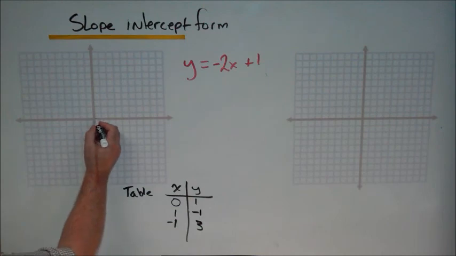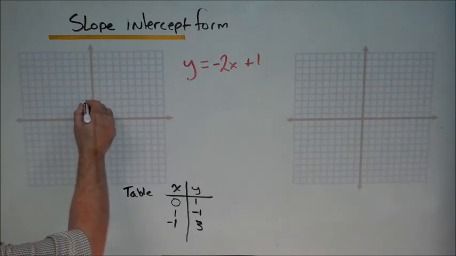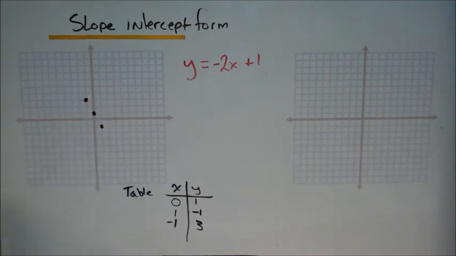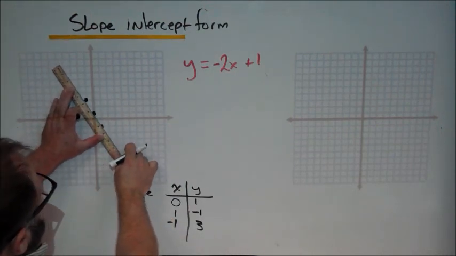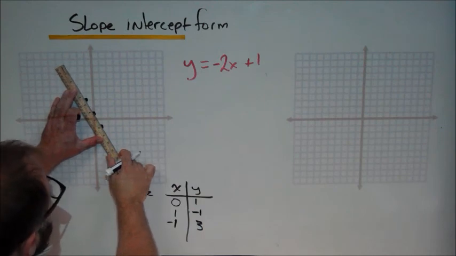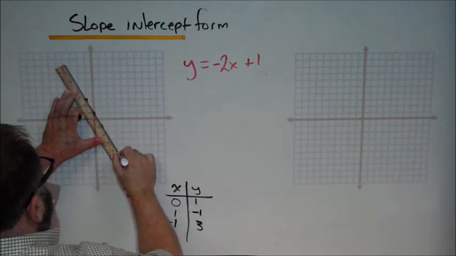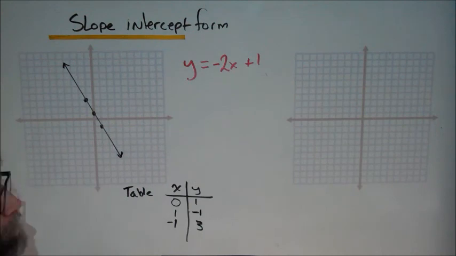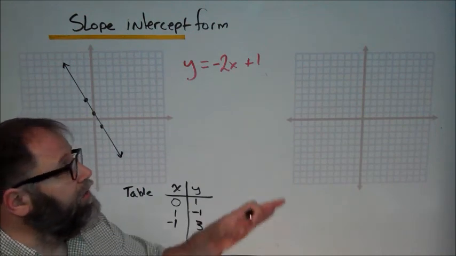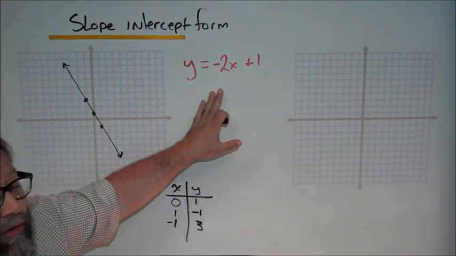So let's take a look at that. I've got (0, 1), I've got (1, -1), and I've got (-1, 3). And from that, I use my straight edge, put that on my graph, line up those corners, and then draw my line onto my graph. Put my arrows, because that goes on forever. So, if you're ever stuck, you can always use an input-output table here to figure out how to graph this.